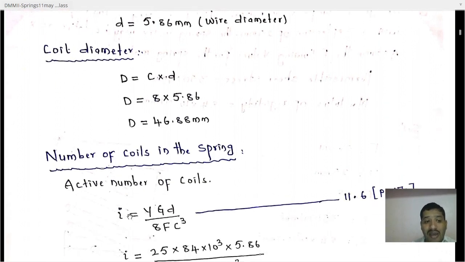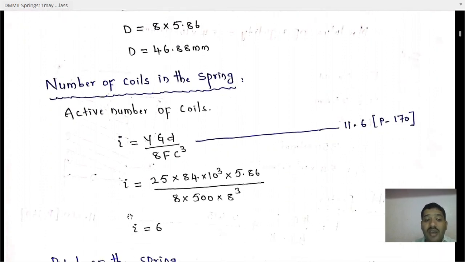Okay, after getting the coil diameter of the helical spring, we need to find out the active number of coils. To find the active number of coils, i equals y G d by 8 F C cubed, where y indicates the deflection due to the applied compressive force on the spring, G is the modulus of rigidity of the material, small d is the wire diameter, F is the compressive force acting on the helical spring, and C is the spring index. You have to refer to this formula, equation 11.6, page number 170, in the design data handbook by Mahadevan.